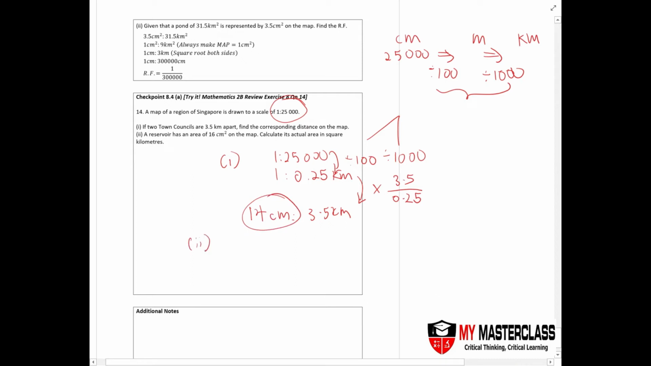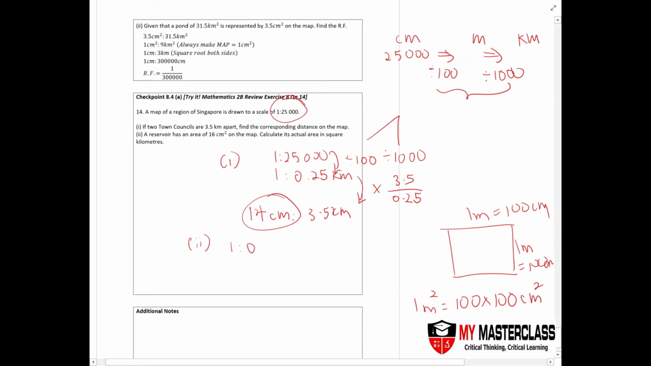Alright? A reservoir has an area of 16 cm squared. Okay, remember I've gone through this before. If I have 1 meter to 1 meter, this is just 100 cm to 100 cm. Means 1 meter square equals 100 times 100 cm square. Okay, so a reservoir has an area of 16 cm square.